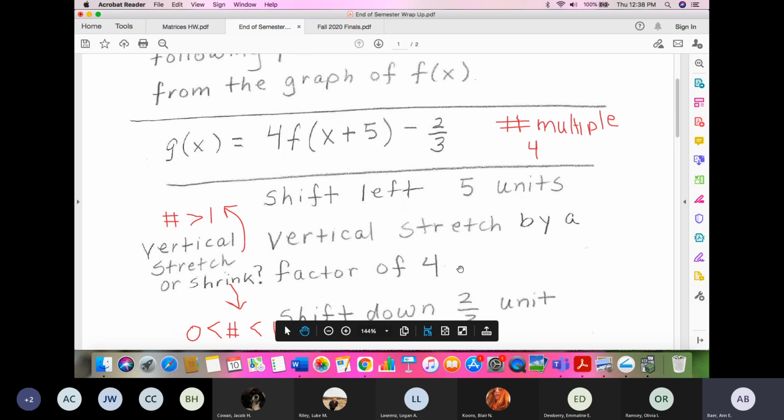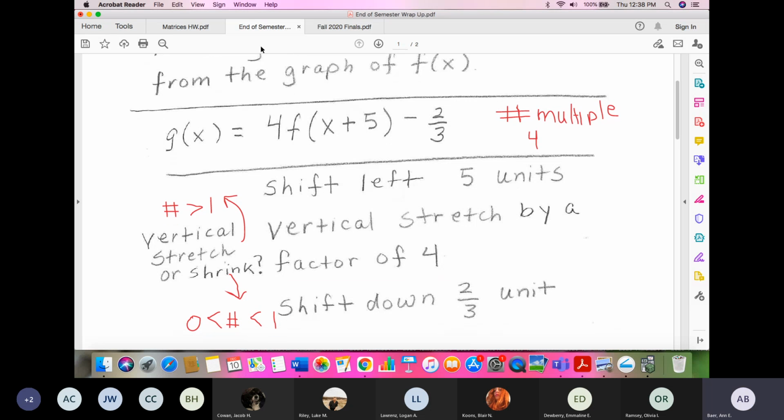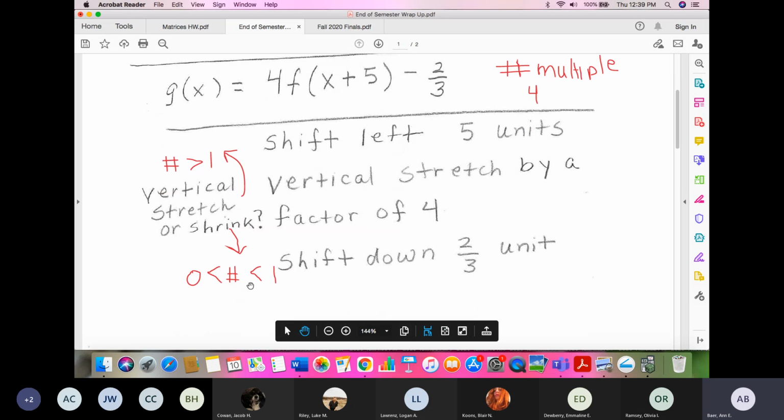And that's usually the way we write it. Factors are multiplied, and this is 4 times f of, and so forth. So we have a vertical stretch. If we had like a 1/3 here, that would be between 0 and 1, and we would have a vertical shrink. So that number multiplier works probably like we think.